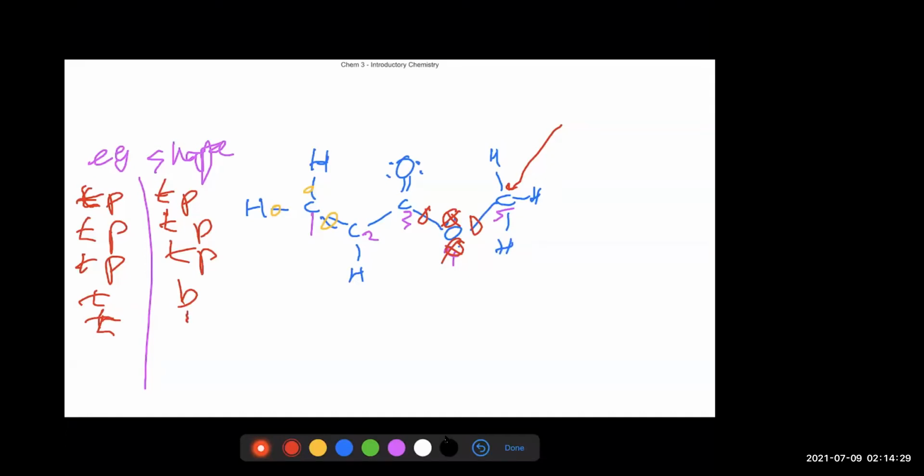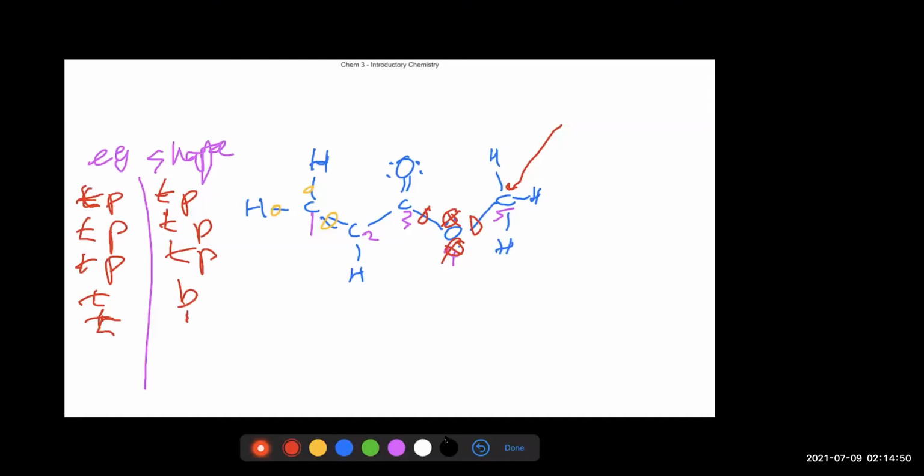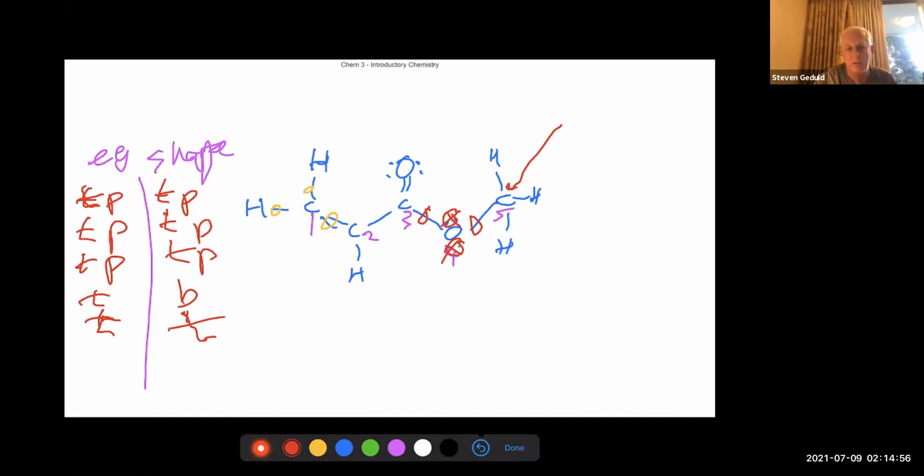Trigonal planar. No, there's no non-bonding. Remember, the shape and the electron geometry are the same if there are no non-bonding electron pairs, so there's nothing to push it apart. So are there any non-bonding electron pairs on carbon? There's just 4 bonds, right? So it'd be tetrahedral. Tetrahedral as well. Perfect. You got it. Good.